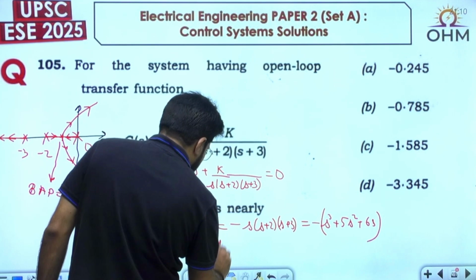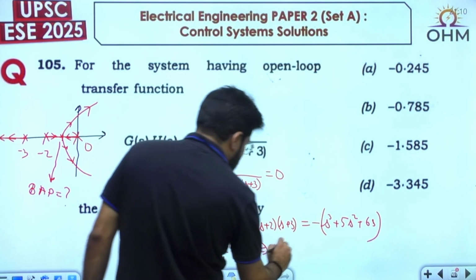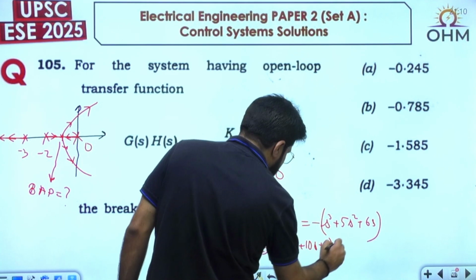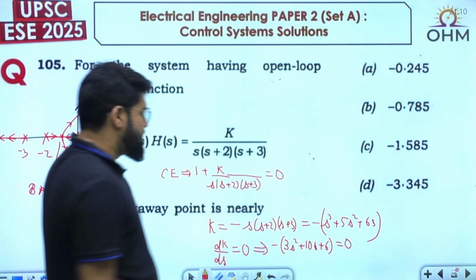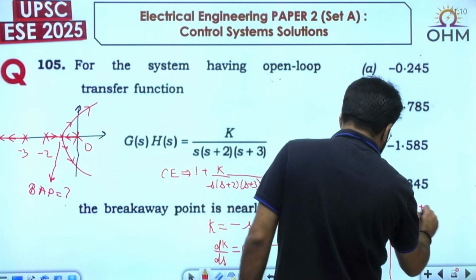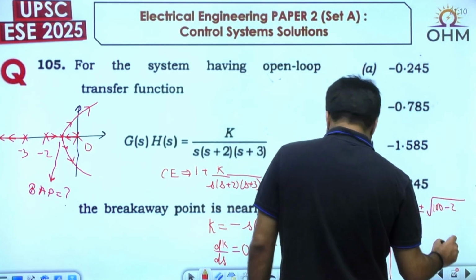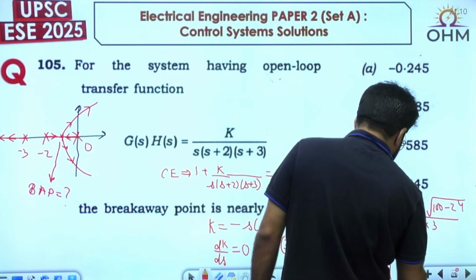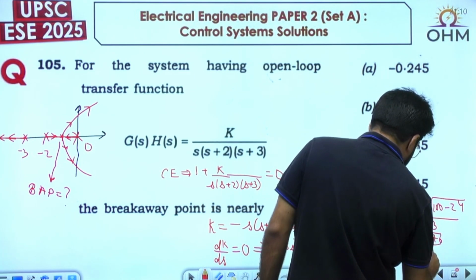Correct. So then I will solve dk by ds equal to 0. dk by ds becomes minus of 3s square plus 10s plus 6 equal to 0. Correct. 3s square plus 10s plus 6 equal to 0. Okay. So on solving this, s should be minus 10 plus minus root over b square, that is 100, minus 4ac. So 4ac will become 24 divided by 2 into 3.